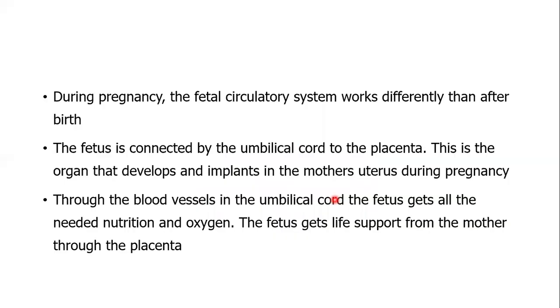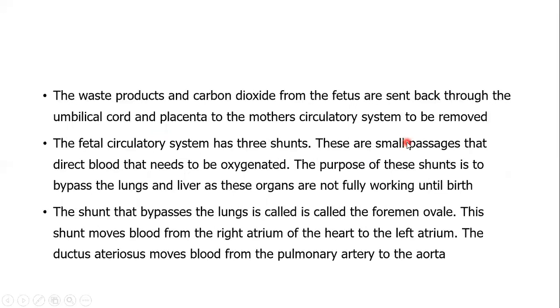Then this is actually just talking about the same things, highlighting what I was just explaining on the diagram. So during pregnancy, the fetal circulatory system works differently than after birth. The fetus is connected by the umbilical cord to the placenta. This is the organ that develops and implants in the mother's uterus during pregnancy. Through the blood vessels in the umbilical cord, the fetus gets all the needed nutrition and oxygen. The fetus gets life support from the mother through the placenta.